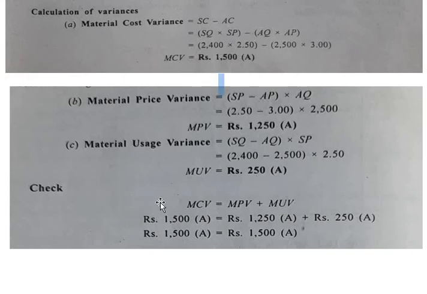Then let us check. The formula for material cost variance is equal to material price variance plus material usage variance. So the material cost variance is 1,500 adverse, the material price variance is 1,250 adverse and the material usage variance is 250 adverse. So here the left hand side is equal to the right hand side. So the answer is correct.